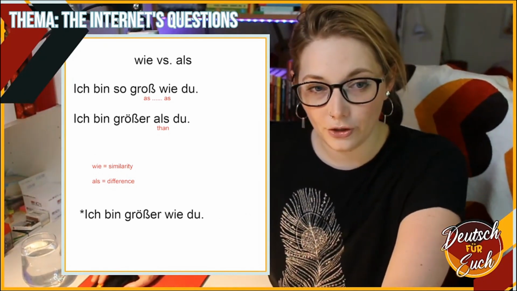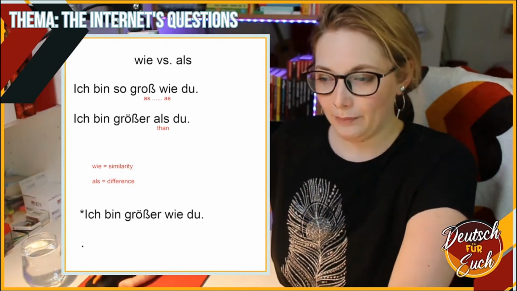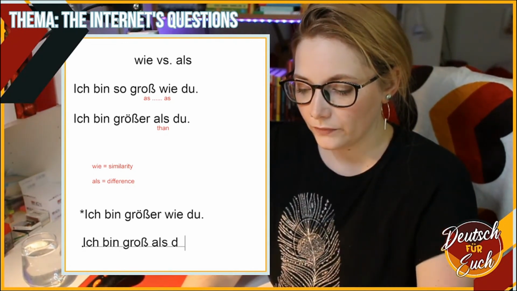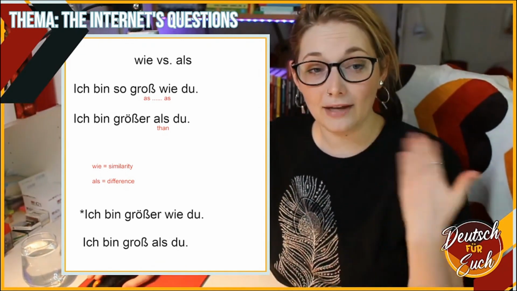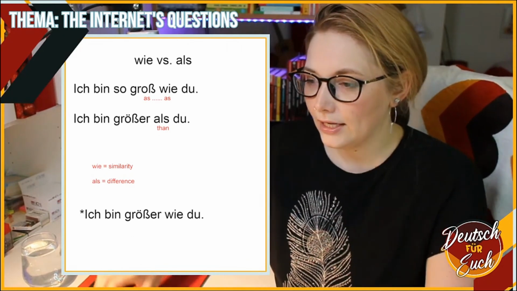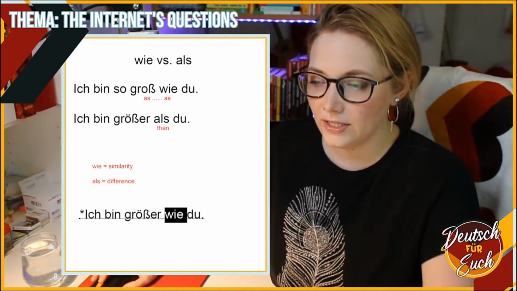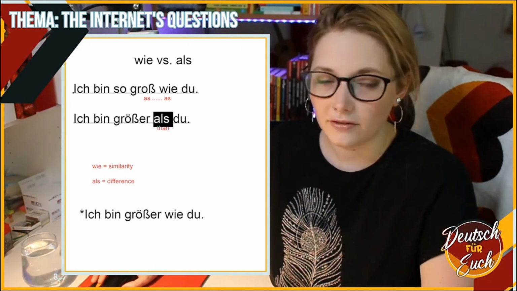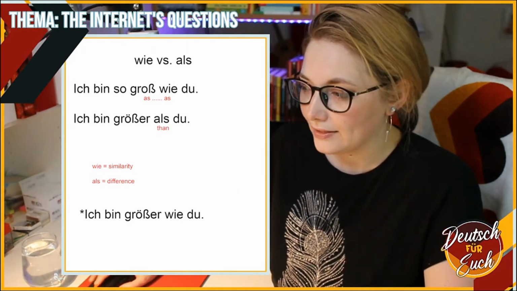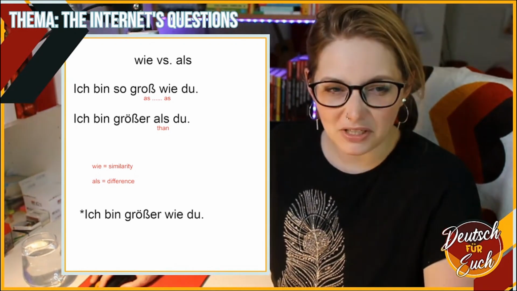What never happens is that people say, ich bin groß als du, trying to say I am as tall as you, but using als. For some reason, this just doesn't happen. So we have an overusage of wie and an underusage of als. I have my theories as to how this happens, but not really worth mentioning.